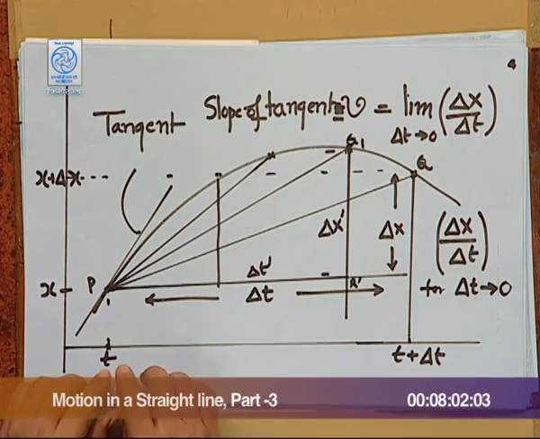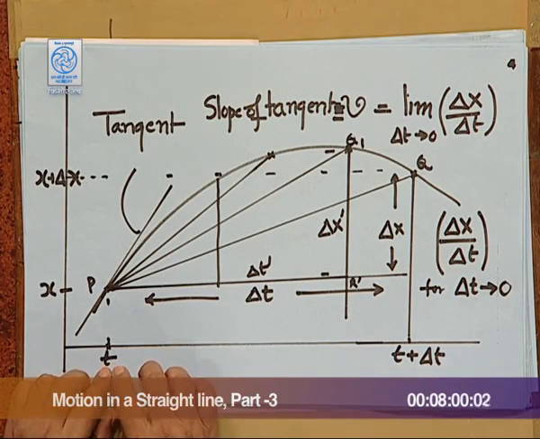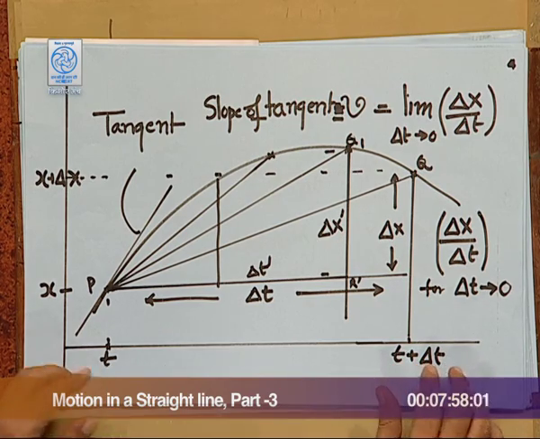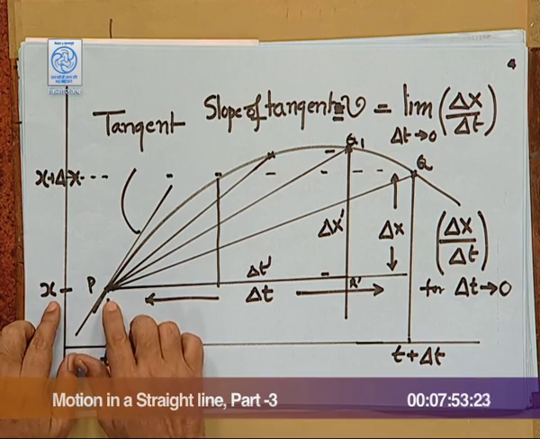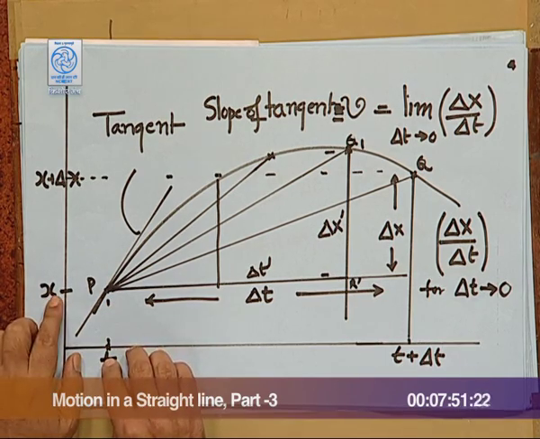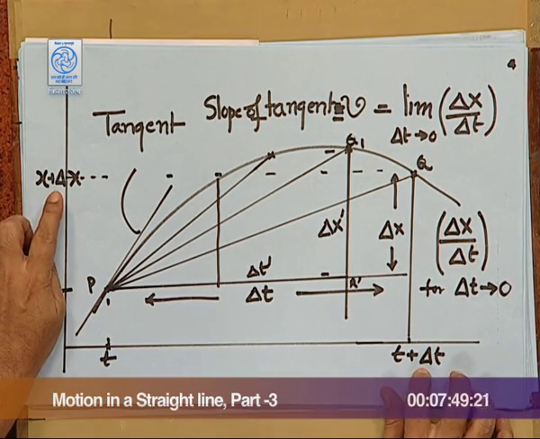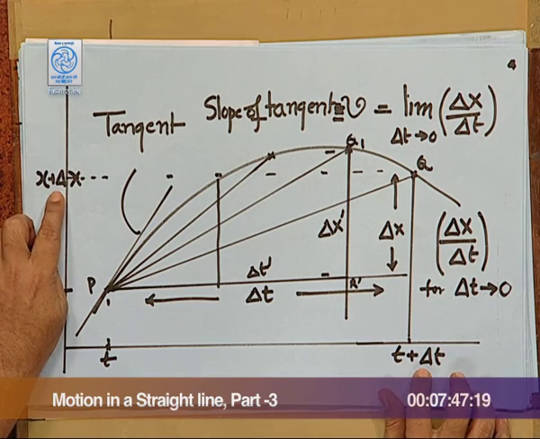Let us look at this position time graph, in a very small interval of time, that is from time t to t plus delta t of the particle moving along a straight path. Its position coordinate at time t is x, at time t plus delta t is x plus delta x.